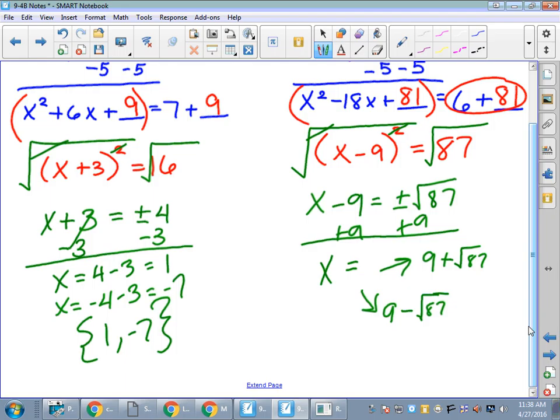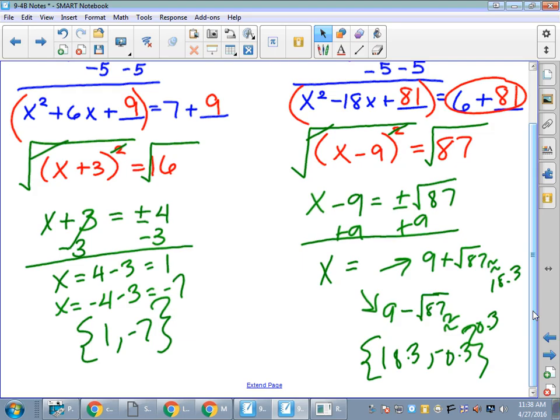So when I have 9 and I add it to the square root of 87, I'm getting 18.3-ish, about. And when I take 9 and I subtract the square root of 87, I end up with negative 0.3. And so my two solutions are ugly, but there's still two, 18.3 and negative 0.3. Okay, that just means that the parabola, we're still talking about a parabola, hitting the x-axis at two spots. They were pretty ugly spots.